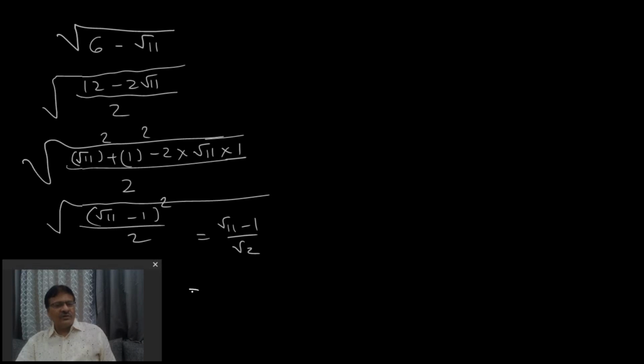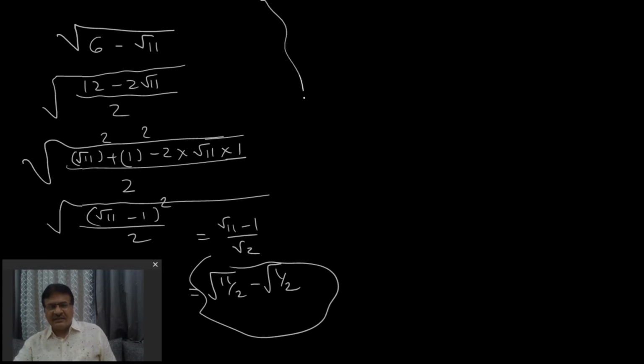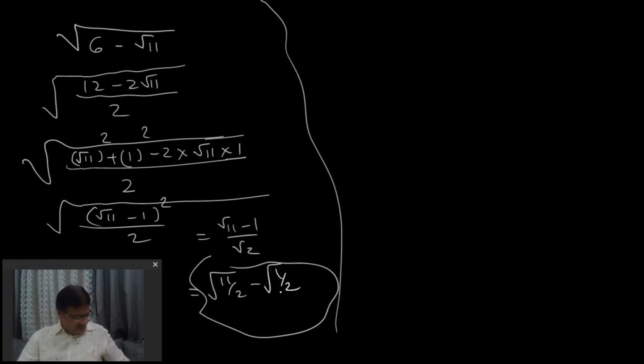So with this little adjustment, I get a formula in the numerator: a square plus b square minus 2ab, which is (a minus b) whole square, that is (root 11 minus 1) whole square divided by 2. So what do I get? Root 11 minus 1 divided by root 2. So I can directly write root 11 by 2 minus root 1 by 2. Again I am getting the same answer. Is that clear? Now if I give one more question, you can apply such a technique and get the answer in such questions.